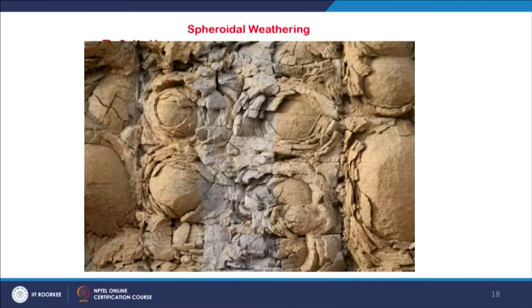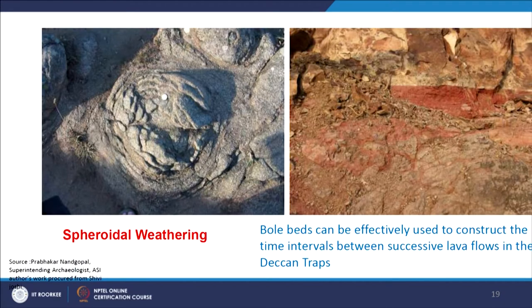As time passes, spheroidal weathering takes place, because the layers on top keep coming off chip by chip, in a spheroidal manner. This is called spheroidal weathering. On the left-hand side, you see an example of how the rock formation chips down because of weathering. On the right-hand side, you see bowl beds, which show the time intervals of how successive lava flows have been trapped in the Deccan Trap.